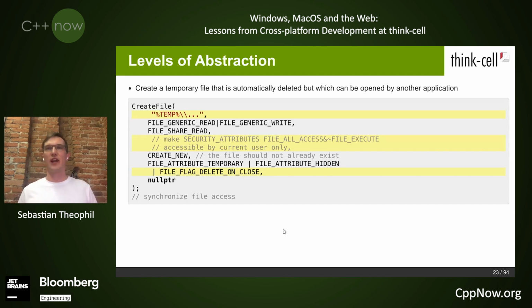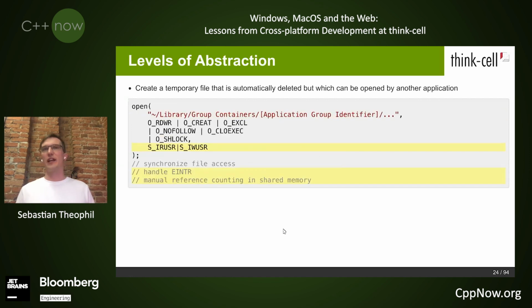And then there's this magic flag, FILE_FLAG_DELETE_ON_CLOSE, which says exactly what we want. It says when the last handle to that file is closed, Windows will take care and delete this file automatically for us, even if our application crashed and could not clean up after itself. That's good. Good operating system guarantee. We don't have that guarantee on macOS, so you have to do something else.